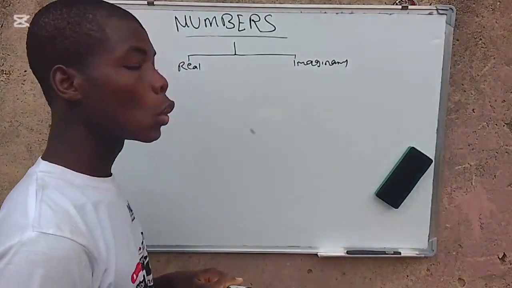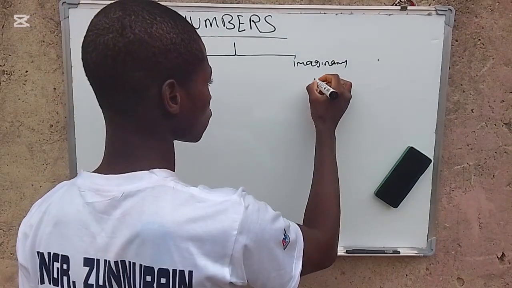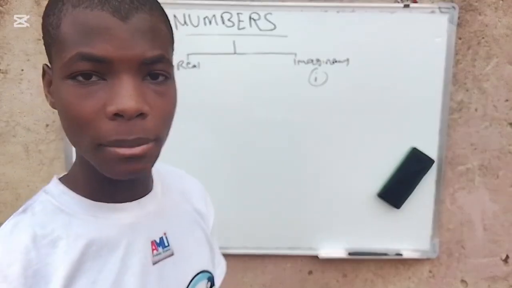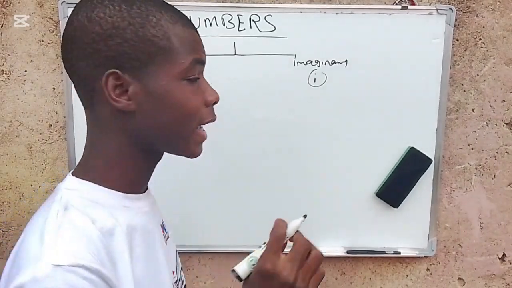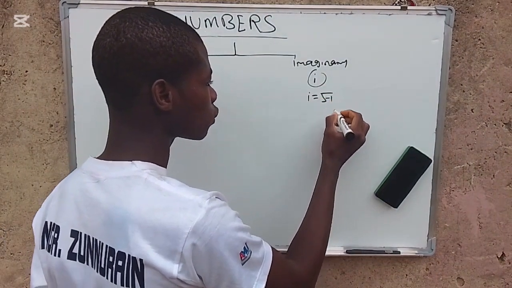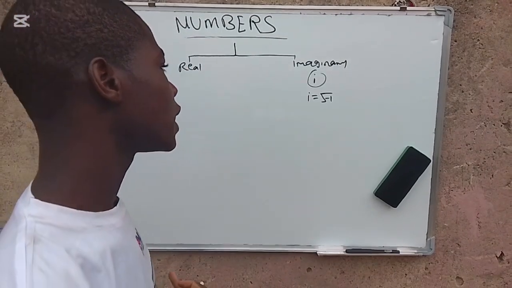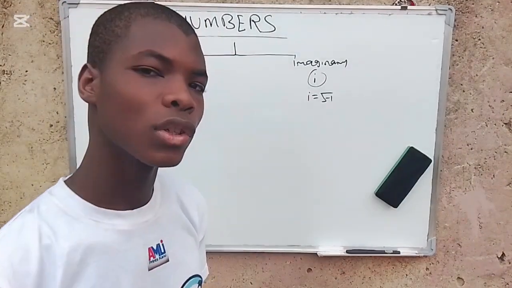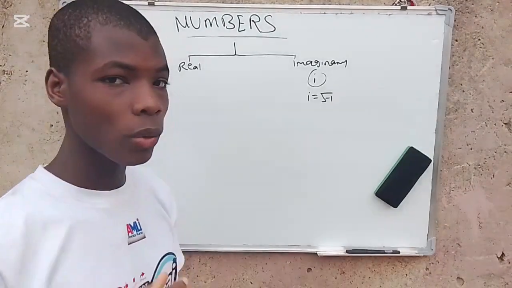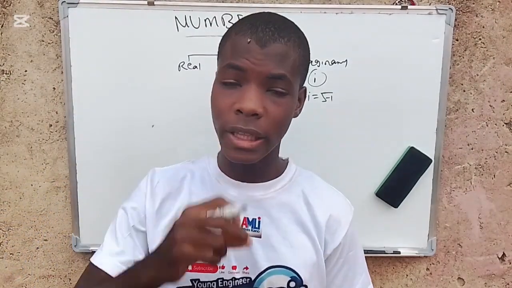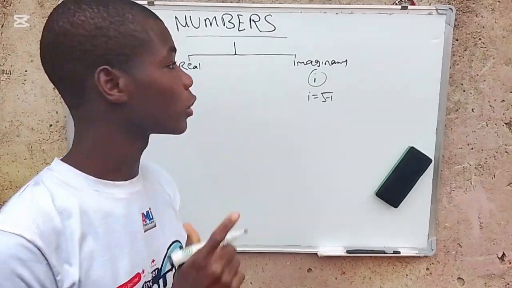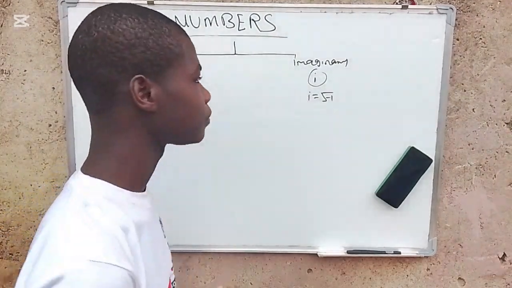Imaginary numbers, we denote them as i. In mathematics, an imaginary number is the same thing as the square root of negative 1. The reason why i is equal to the square root of negative 1 is that whenever you take the square root of negative 1, it is not a real number. So therefore, we indicate it as imaginary numbers.